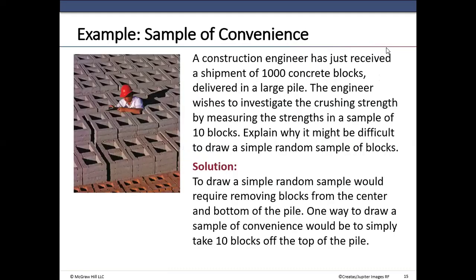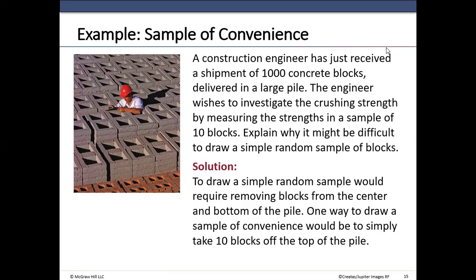So here is an example. A construction engineer has just received a shipment of 1,000 concrete blocks delivered in a large pile in layers. The engineer wishes to investigate the crushing strength by measuring the strengths in a sample of 10 blocks. Explain why it might be difficult to draw a simple random sample of blocks. Solution: to draw a simple random sample would require removing blocks from the center and bottom of the pile. That would be difficult because these are heavy blocks.